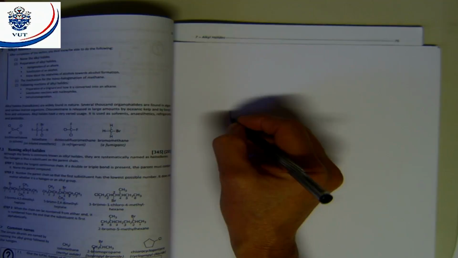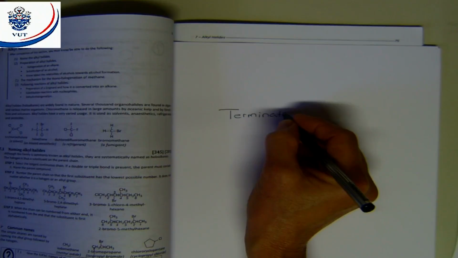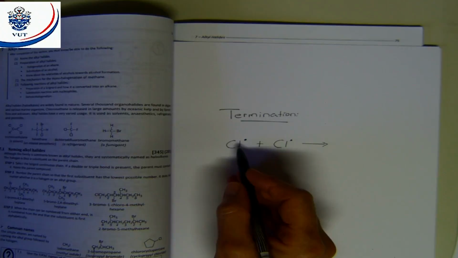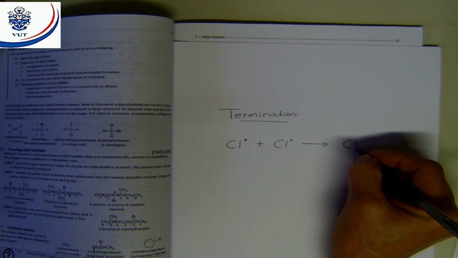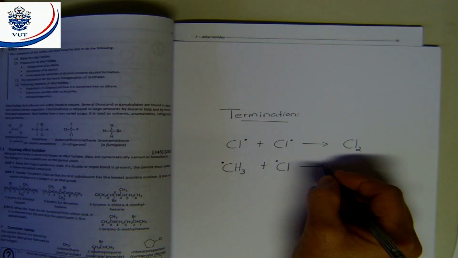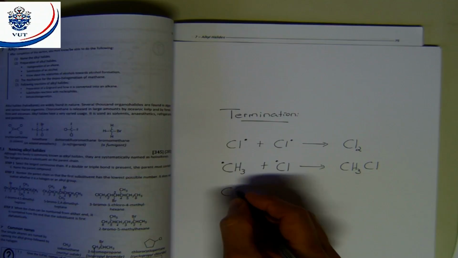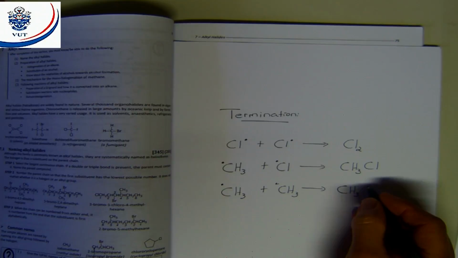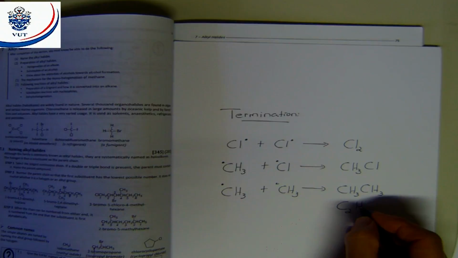Finally, we have our termination step. In the termination step, we find that the radicals come together and they produce stable products. So you have the homogenic bond formation. The ClCl bond, you have Cl2. The CH3 radical meets the Cl radical and you have CH3Cl. Or the CH3 radical meets the CH3 radical and it gives us ethane. Of course, you may write it C2H6 because that is what you have there.